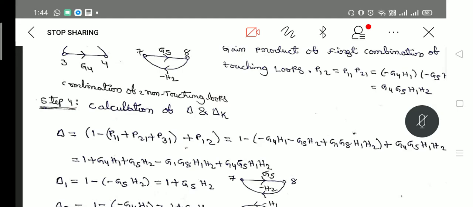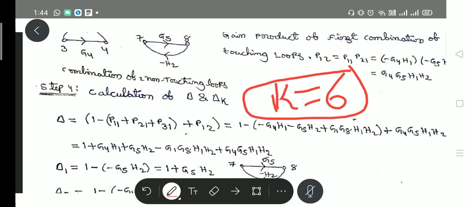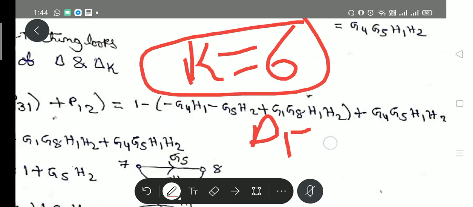Delta k depends upon the number of forward paths. The number of forward paths is 6. So for the delta value we can take delta 1 to delta 6.